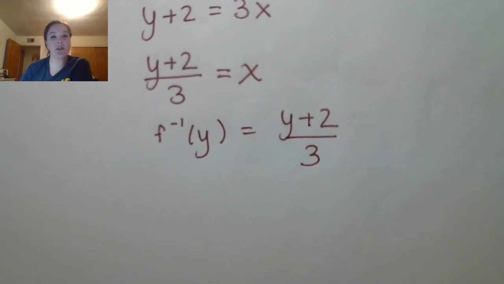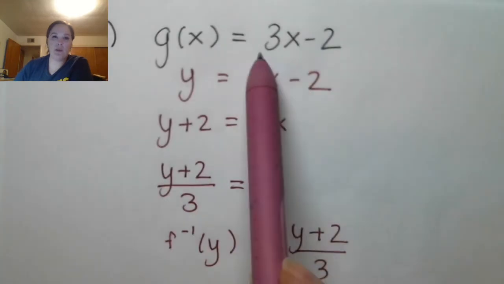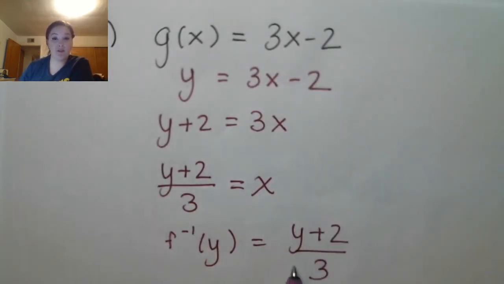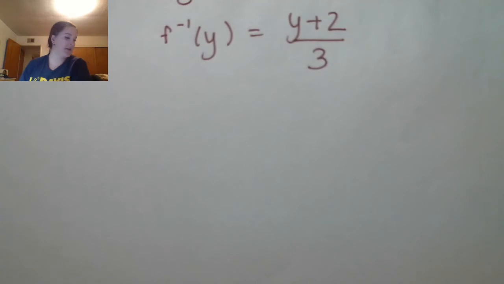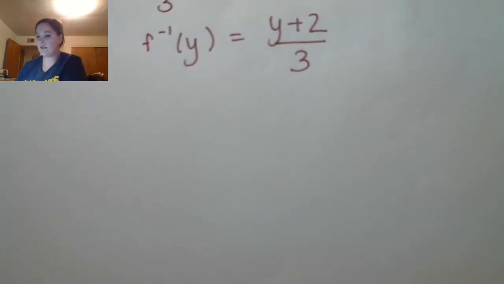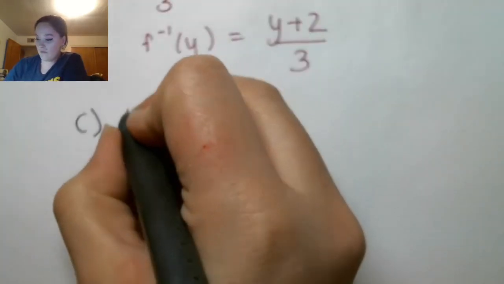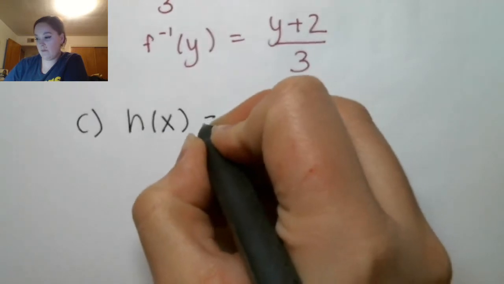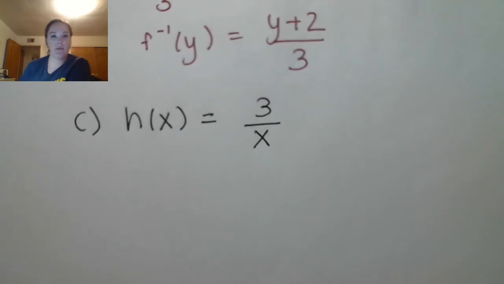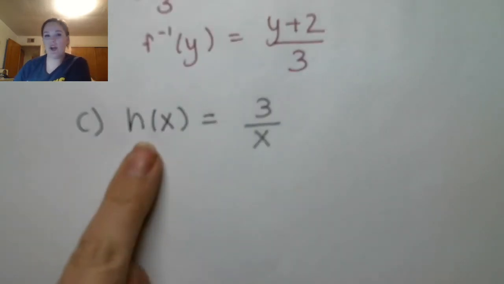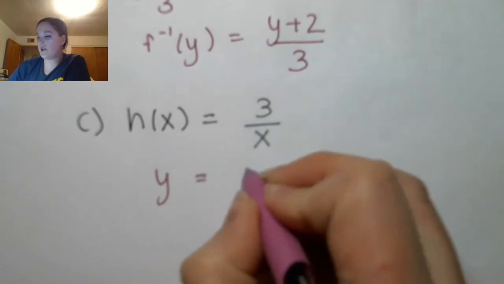This function does exactly what I described at the beginning. The opposite of multiplying by 3 and then subtracting 2 should be to first add 2 and then divide by 3. All right, let's do one more example of this. First we're going to change to x and y notation.